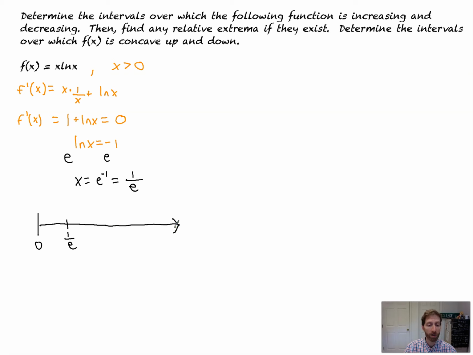And it keeps going on and on forever. So remember, this is f prime, and this will tell us details about f. Okay, so where are we increasing and decreasing? Well, let's pick some values here, and we'll plug them into this. Let's pick a number less than 1 over e. Well, what would that be?